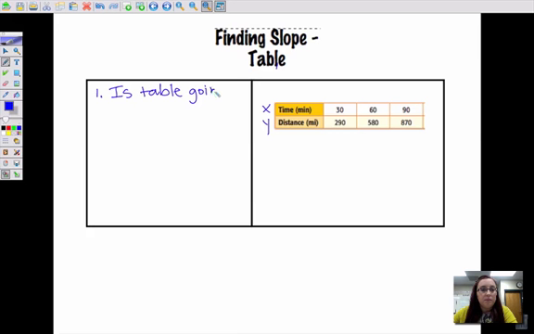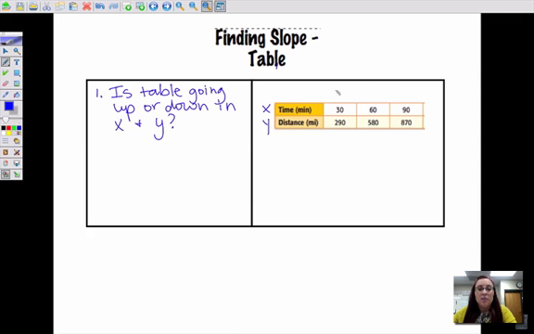So one thing to notice, step one, is the table going up or down in x and y. We need to know if the x is going up and the y is also going up, then it's a positive slope. If both are increasing at the same time, then it's a positive slope. And same thing if both are decreasing at the same time.